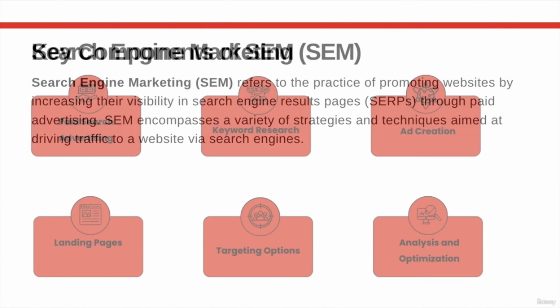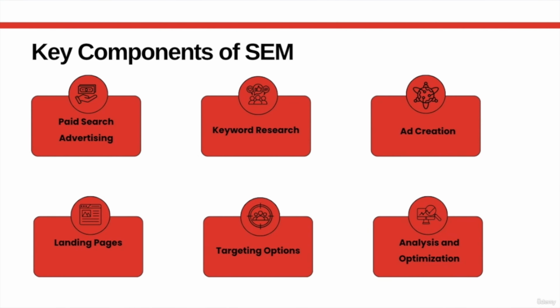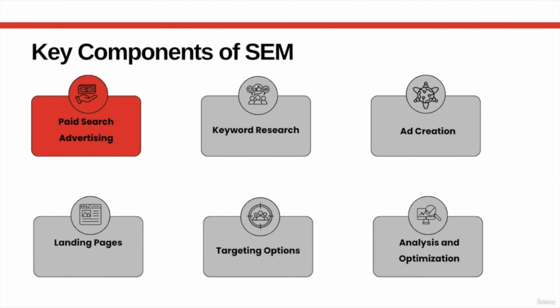Let us now look at the key components of SEM. Paid search advertising. SEM primarily involves using pay-per-click, PPC, advertising, where advertisers bid on keywords relevant to their business. When users search for those keywords, ads are displayed at the top or bottom of the search results. The most common platform for SEM is Google Ads, where advertisers can create and manage their PPC campaigns.